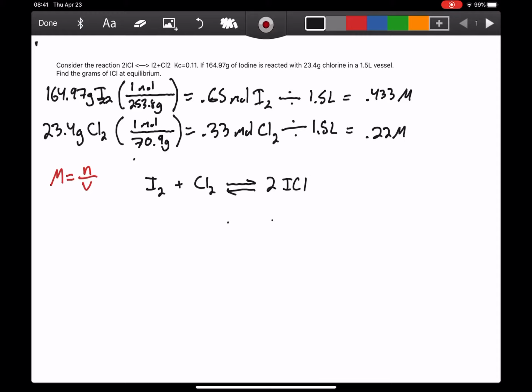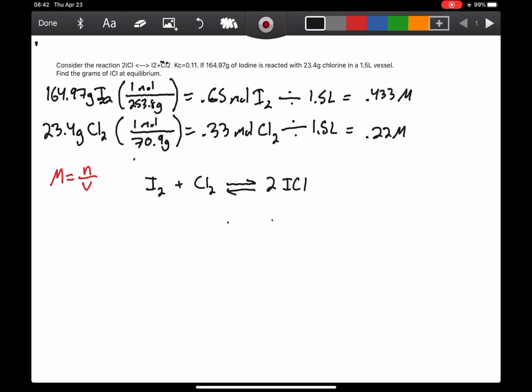Now the reason I did this is because this particular problem gave us the Kc for the reaction going from ICl to I2 and Cl2. But what we're finding here is we're starting with what would be our products. Therefore, the reaction is going backwards, so our products are actually going to be our reactants. So I'm going to reverse the equation so we can read it from left to right.